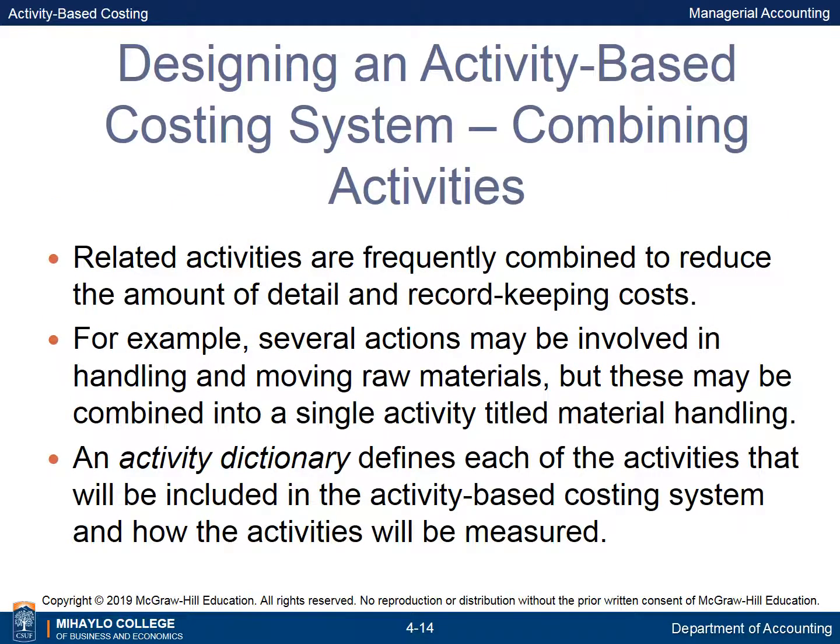Related activities are frequently combined to reduce the amount of detail and record-keeping costs. For example, several actions may be involved in handling and moving raw materials, but these may be combined into a single activity titled material handling. An activity dictionary defines each of the activities that will be included in the activity-based costing system and how the activities will be measured.